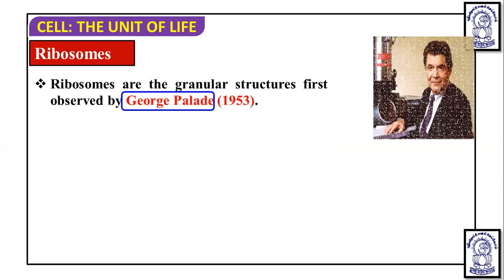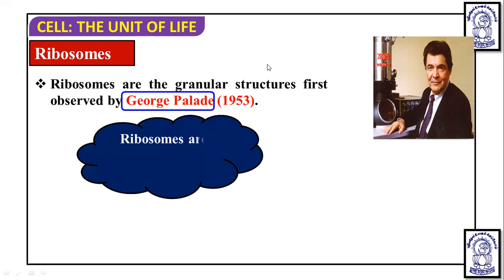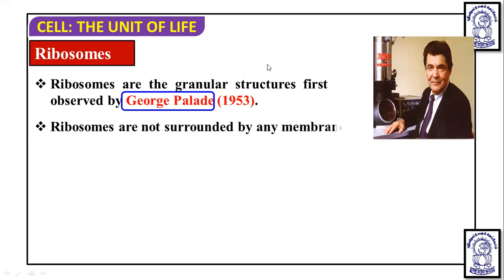If we talk about ribosome, we know that they are the protein synthetic machinery, involved in the synthesis of protein. This ribosome was a granular structure first observed by George Palade in 1953. Ribosomes are mainly composed of RNA and proteins. So they have ribonucleic acid, and there are some proteins as their component.